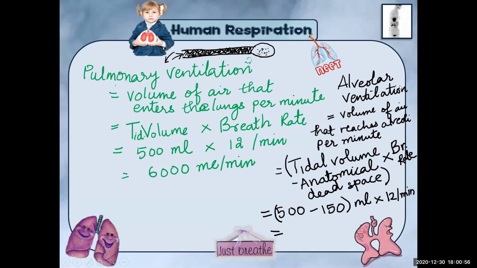Come on. Very good, Aditya. Very good. Himansh, very good. 500 minus 150 is 350. 350 into 12. Shreya, correct. Absolutely. Devangi, check again.